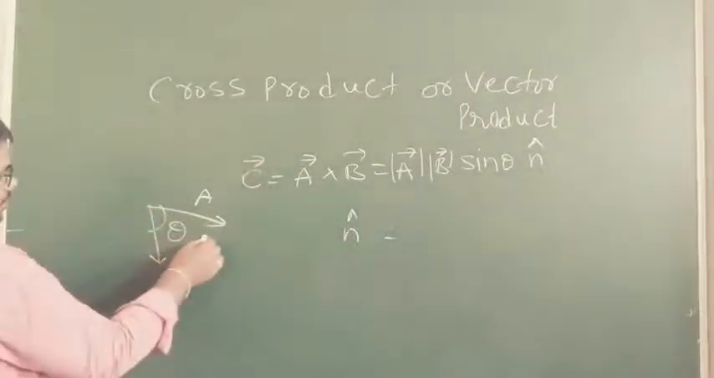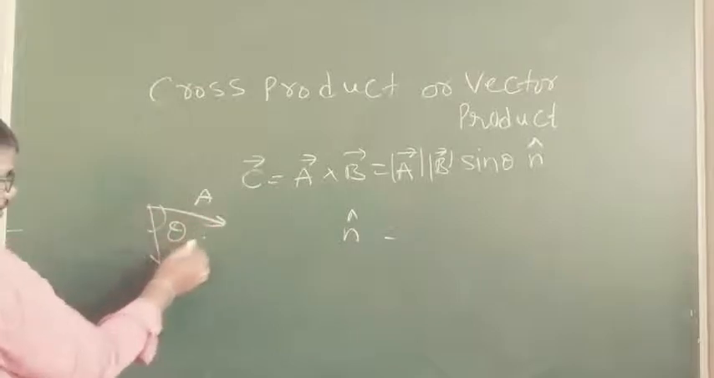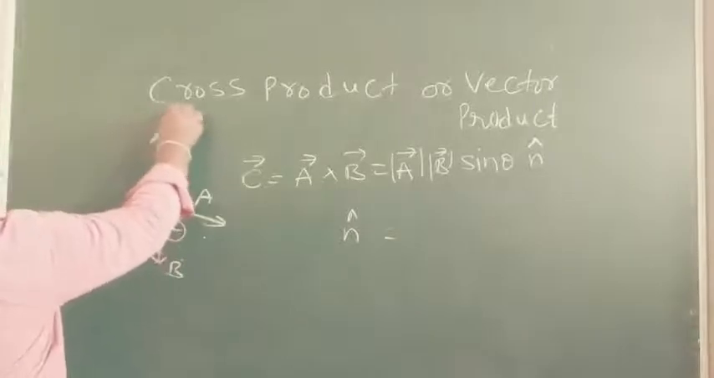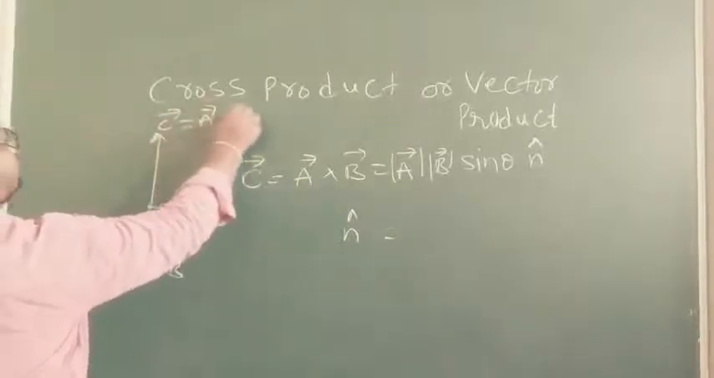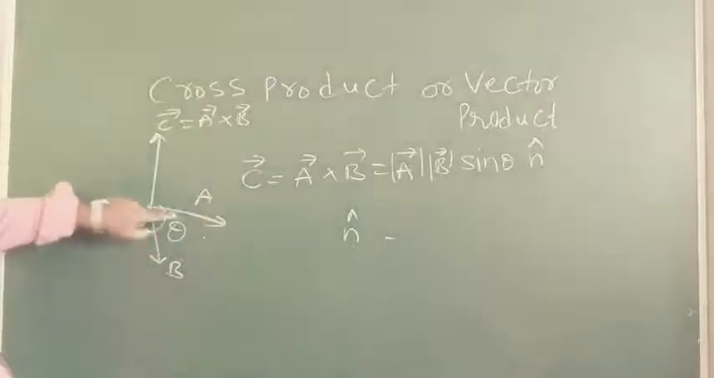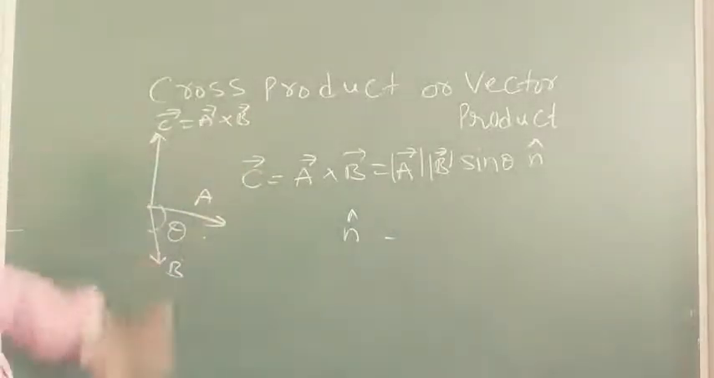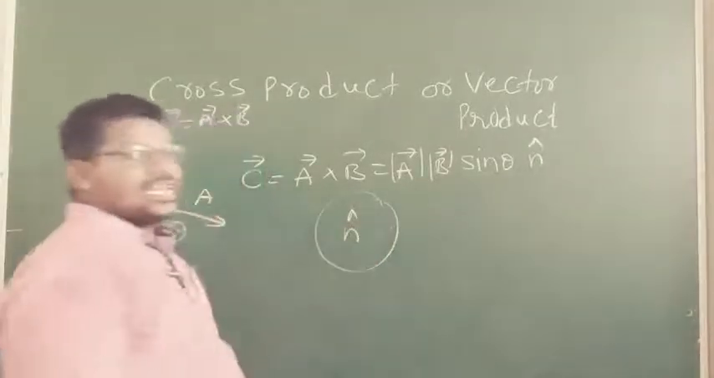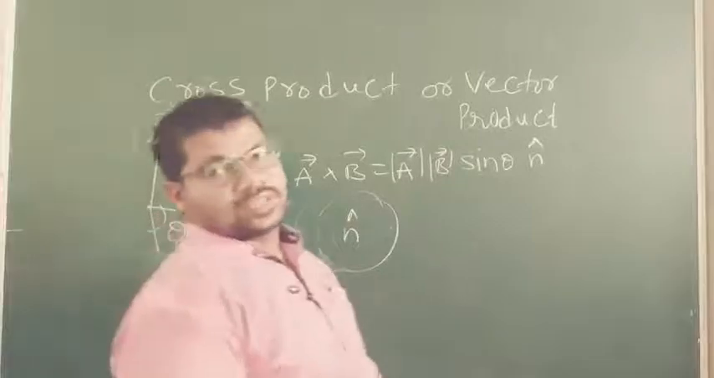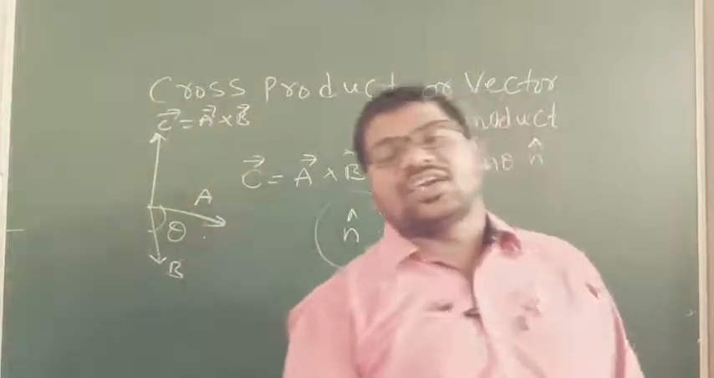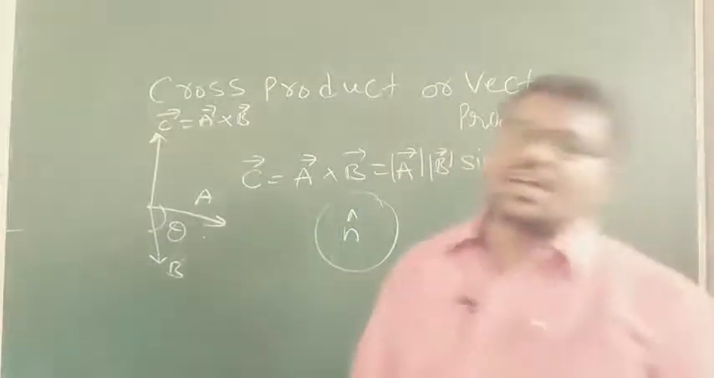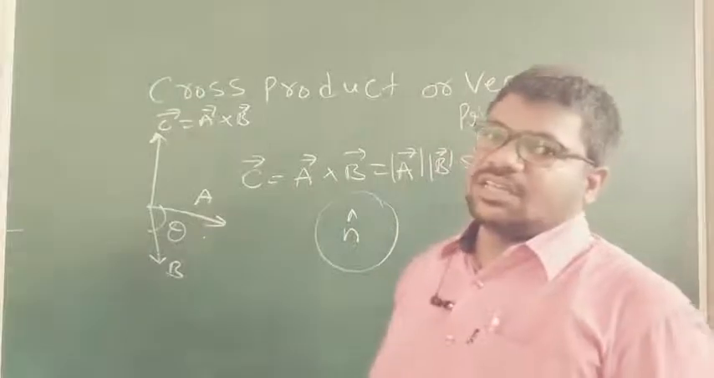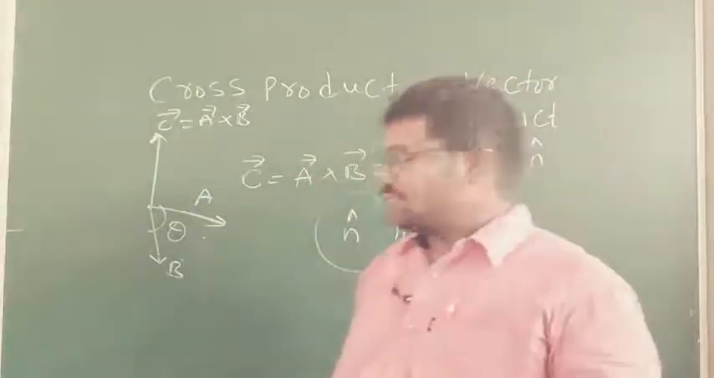If two vectors are there, the resultant vector is perpendicular to both the A and B vectors, c bar equals a bar cross b bar. So for these two vectors, the resultant is always perpendicular. The direction of the resultant vector is given by n cap. So n cap is the unit vector which gives the direction of the resultant vector.